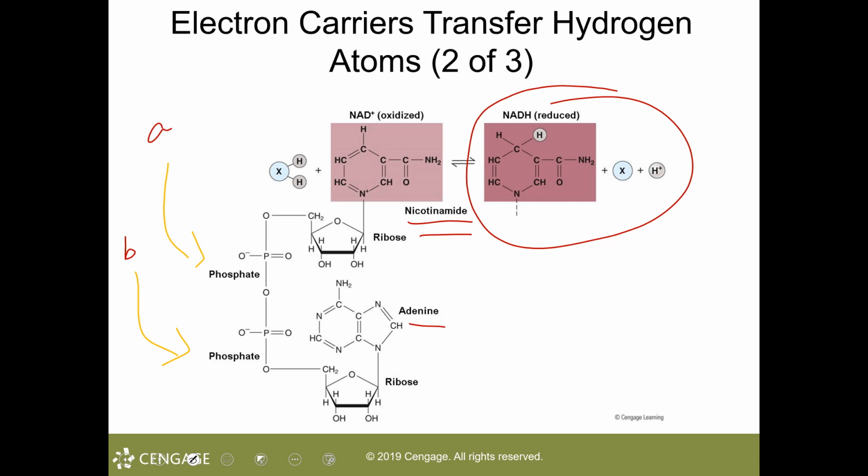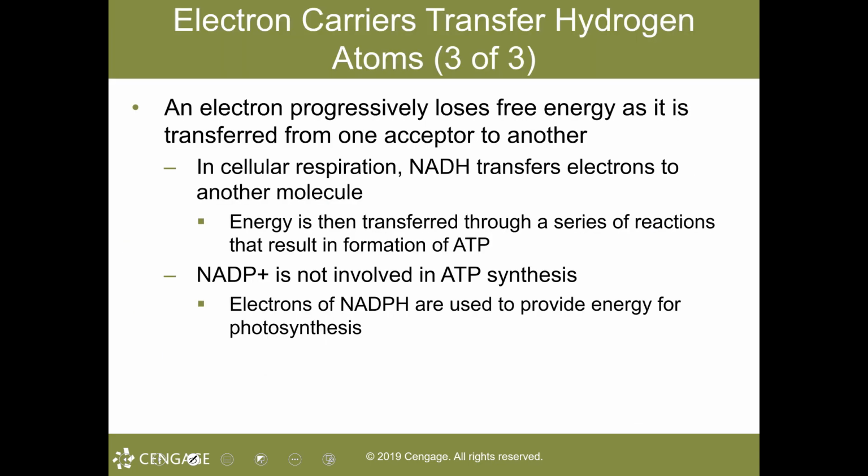It's all by the transfer of 2 electrons and 1 proton from another organic compound. There you have it. Just keep in mind that an electron progressively loses free energy as it's transferred from one electron acceptor to another. In respiration, NADH transfers electrons to another molecule. That energy is then transferred through a series of reactions that result in the formation of adenosine triphosphate. NADP is not involved, particularly, in ATP synthesis.